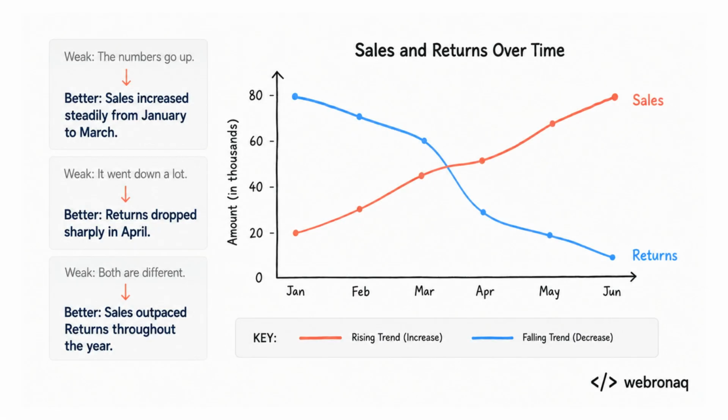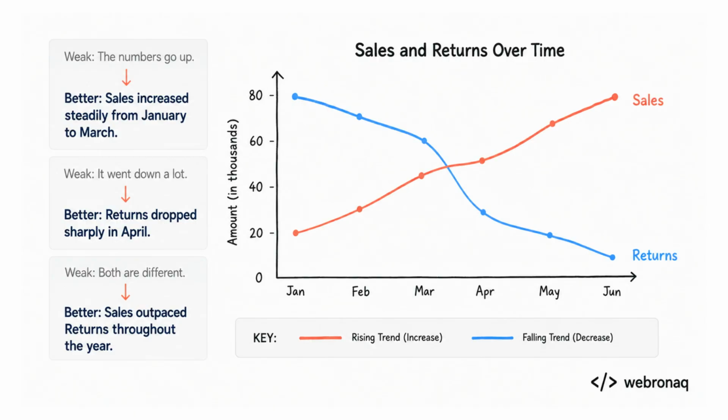Alright, now that we know how to read individual values, we covered that in the last slide, let's talk about movement. Trends are patterns that show how data changes over time. 2 questions help here. Is it going up or going down? And how fast? Precise language matters. Instead of saying the numbers go up, try sales increase steadily from January to March. Instead of it went down a lot, say returns dropped sharply in April. Words like steadily, gradually, sharply, and slightly tell your reader how fast the change happened.